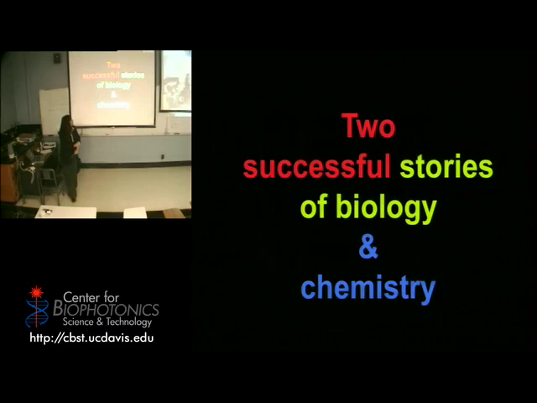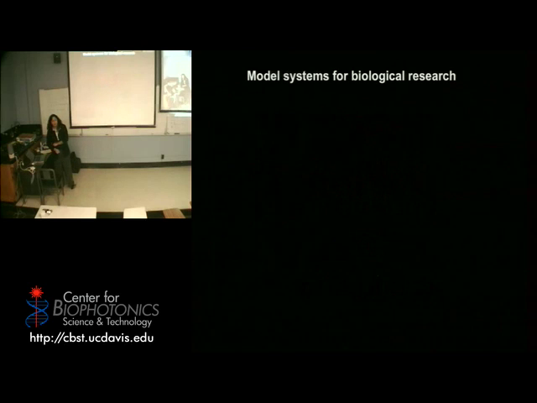So then in the next part of the class, I'm going to try to bring to life a few of these concepts working together. And I named this part two successful stories of biology and chemistry. The first story is about using model organisms to study things. So here I will show the most classical model organisms that have been used in biology for 100 years or more. And we have some typical ones.